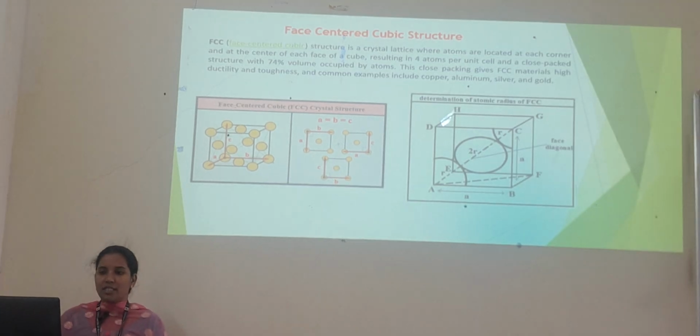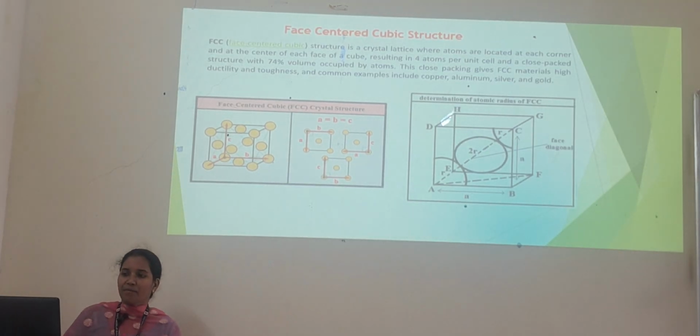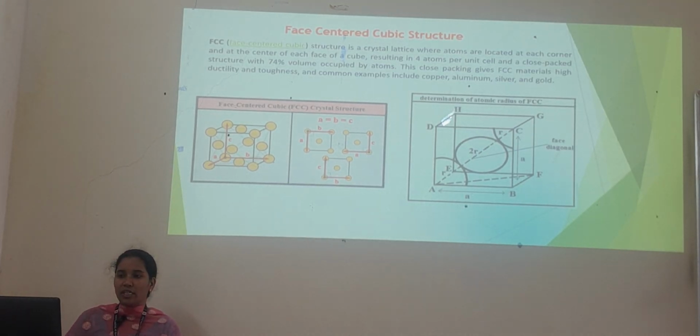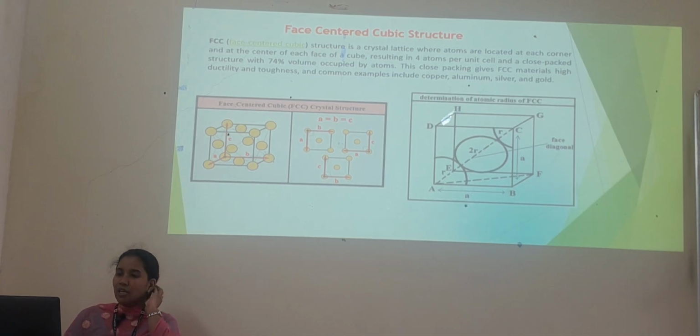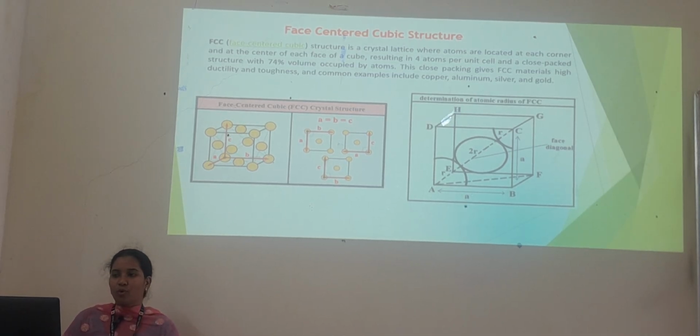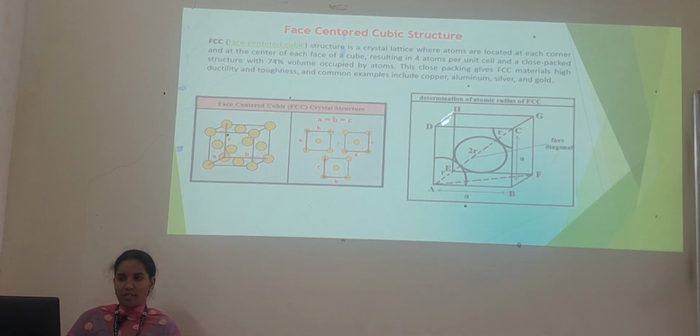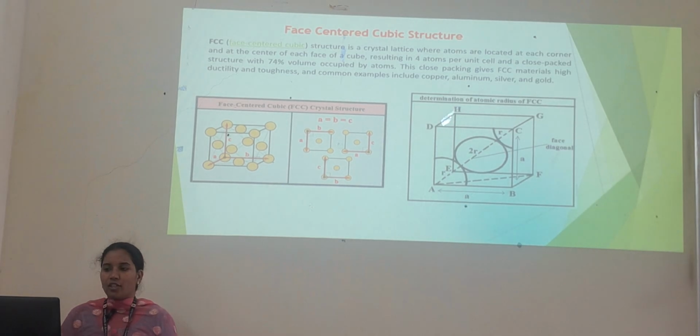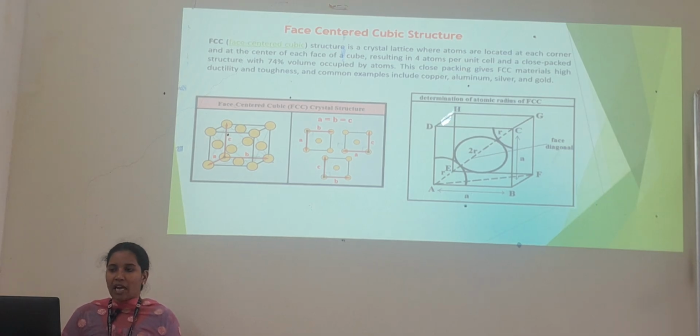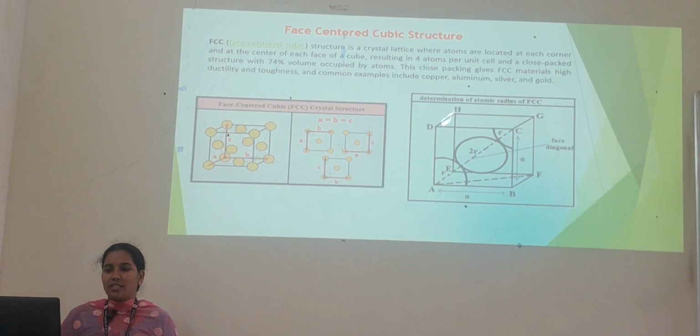Now we can see the face centered cubic is a crystal lattice where atoms are located at each corner and at the center of each face of a cube, resulting in 4 atoms per unit cell and a close packed structure with 74% volume occupied by the atoms. This close packing gives FCC materials high ductility and toughness, and common examples are aluminum, copper, silver and gold.